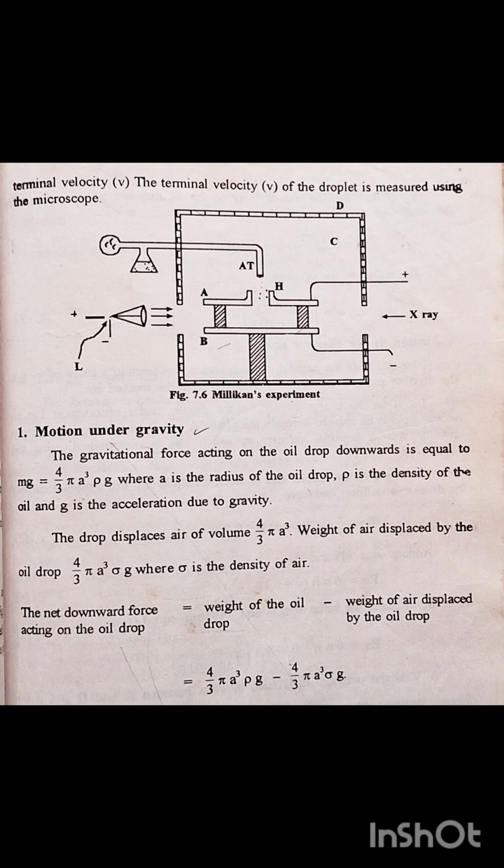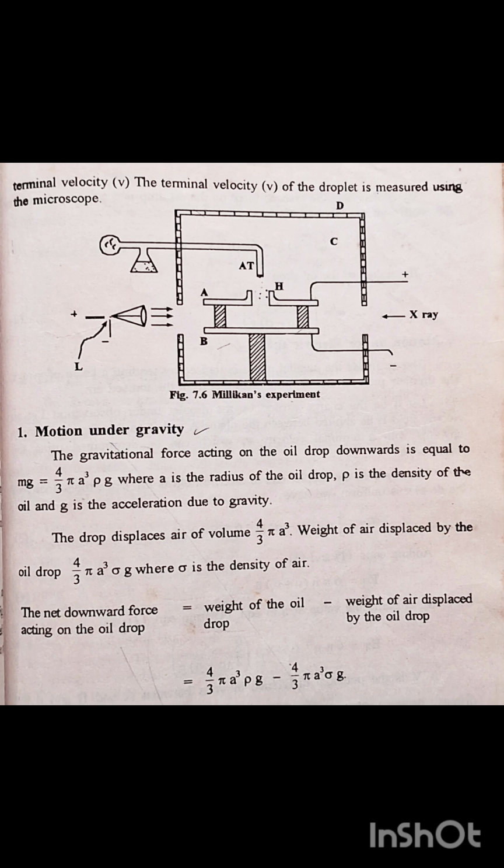The gravitational force acting on the oil drop downwards is equal to mg equal to 4/3 pi a cubed rho g, where a is the radius of the oil drop, rho is the density of the oil, and g is the acceleration due to gravity. The drop displaces air of volume 4/3 pi a cubed. Weight of air displaced by the oil drop is 4/3 pi a cubed sigma g, where sigma is the density of the air.